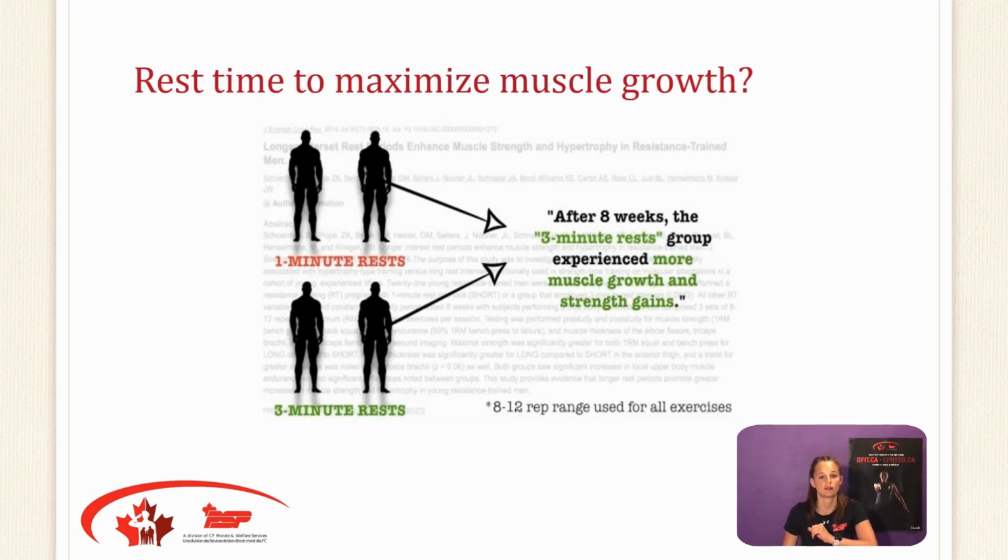The first group performed their resistance training program with 1 minute rest between sets. They were the short rest group, and the other group was with 3 minutes rest between sets. They were the long rest group. After 8 weeks, the long rest period group saw better muscle growth and strength gains than the short rest period group. So, as it seems, the long rest periods are likely the better option.